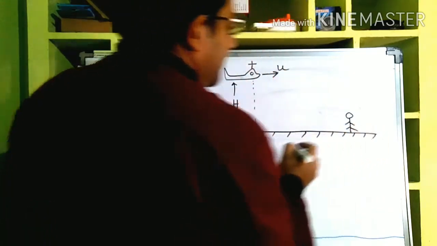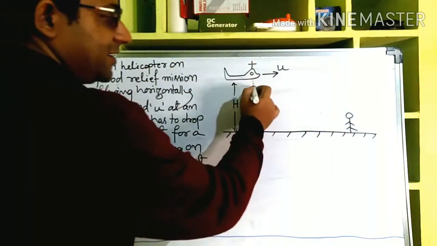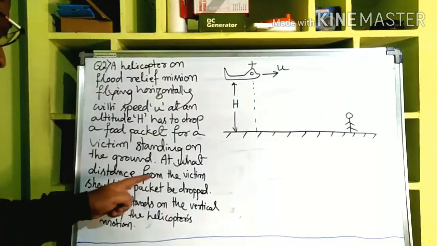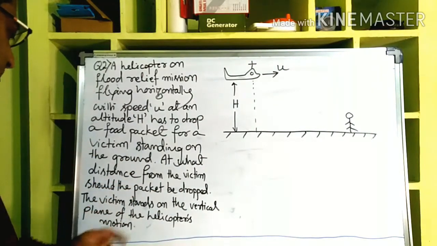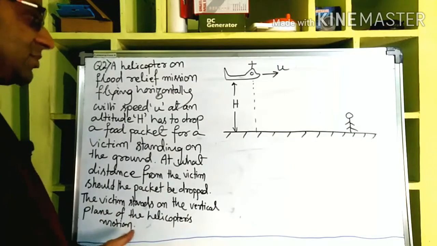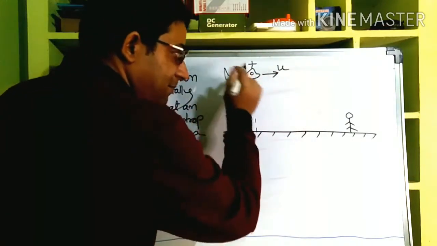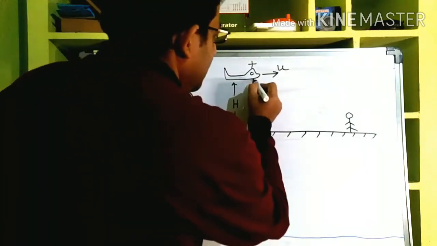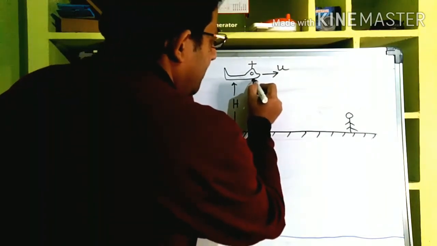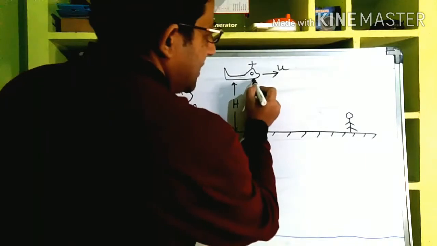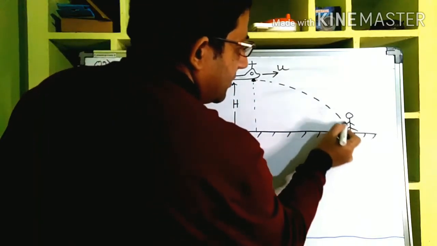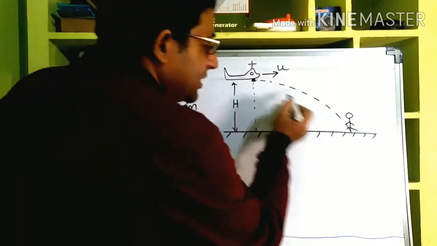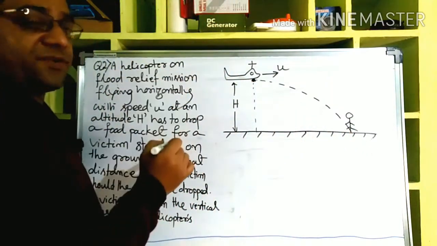He is on a flood relief mission. So this food packet, when it drops, it has to reach that person particularly. The victim stands on the vertical plane of the helicopter's motion. That means they are on the same plane. When it drops, it will reach him. Now the thing is, when he should drop the food packet so that it will reach the person, that means at what distance from the person he should release.